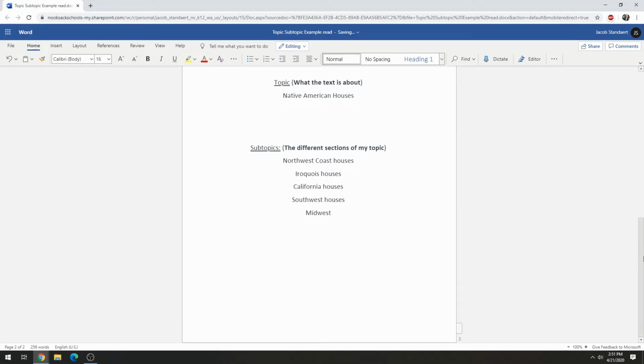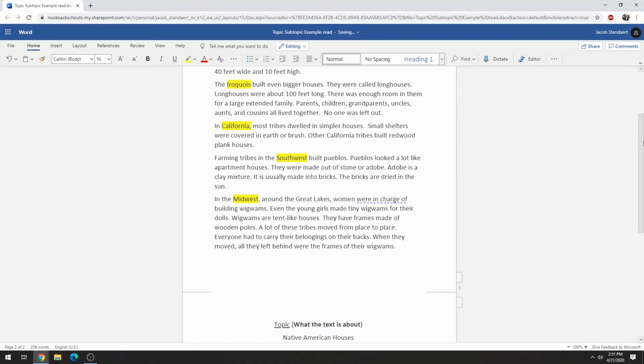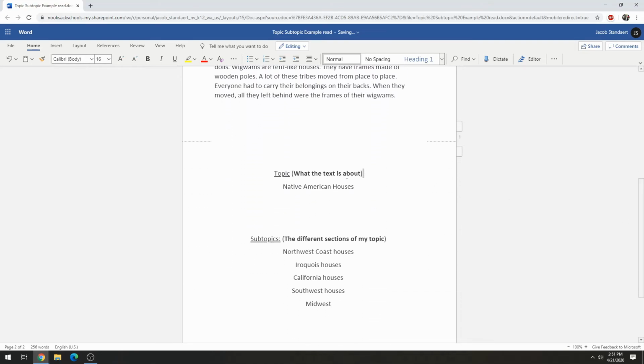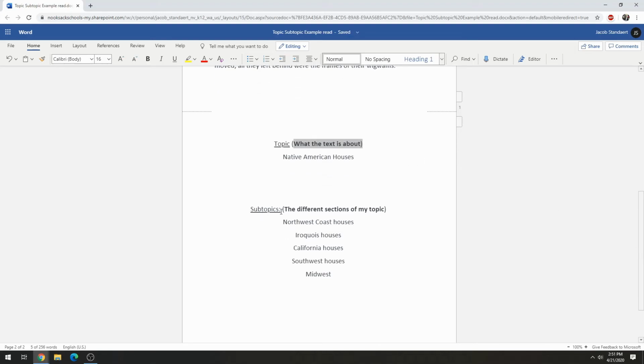So again, what we're doing today is we're looking at our text, we're trying to figure out what the text is about, and after that we're going to list the subtopics, which are the different sections of the text. So how is the text broken up? What are some different sections of the text, and what do they talk about? That is what we're doing today.